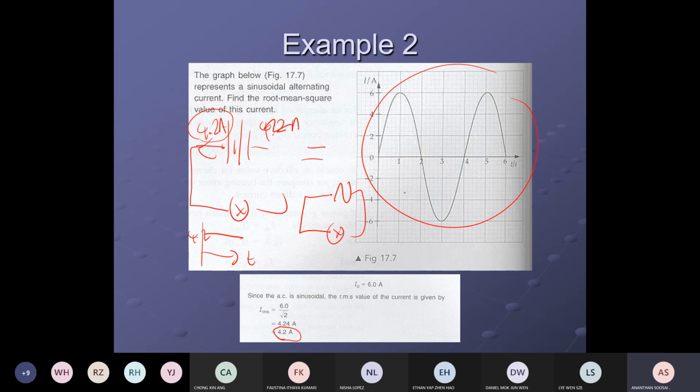But remember, the current is actually fluctuating up and down. The average is like 4.2. Sometimes the current can go a little higher than 4.2. It can go up to 6. The current can go up to 6. But the average power dissipation is the same as the DC power supply. The average power dissipation.